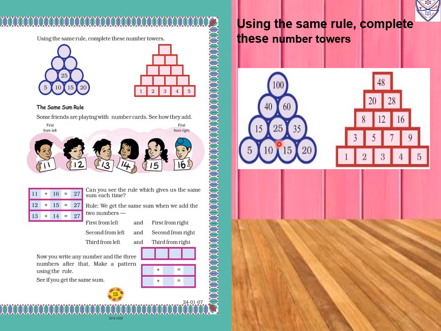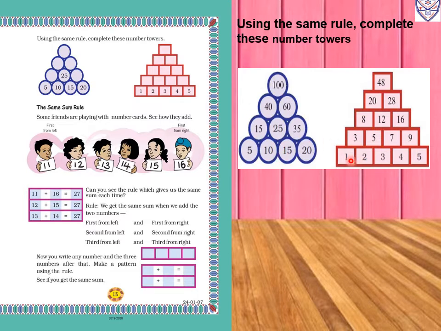So first 5, 10, 15, 20. First we will add these two. 5 plus 10 we will get 15. Then 10 plus 15 we will get 25. Then 15 plus 20 we will get 35. Now we will add these two. 15 plus 25 we will get 40. Then 25 plus 35 we will get 60. Now we add 40 plus 60 we will get 100. Now this tower is complete.